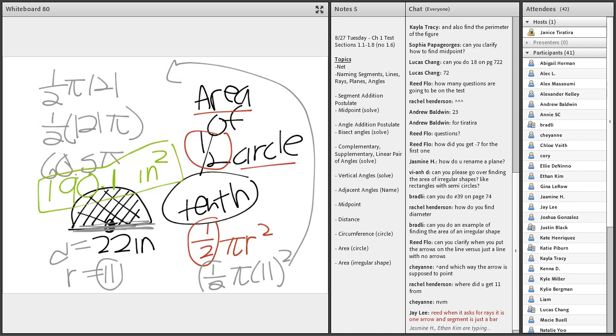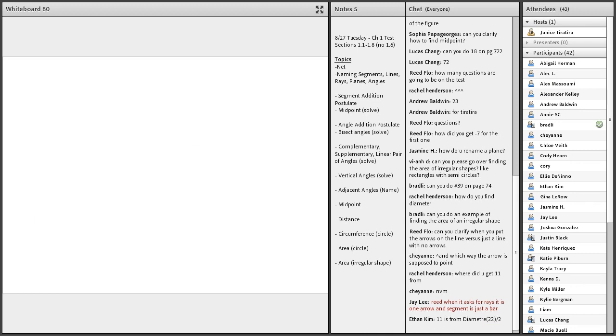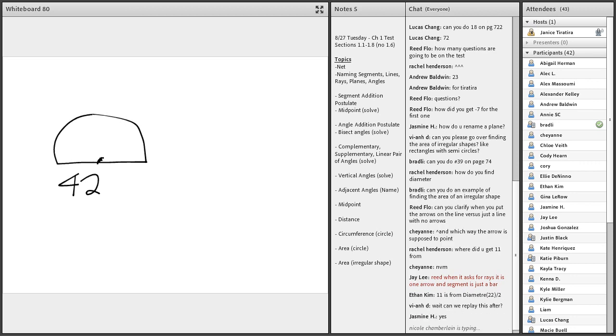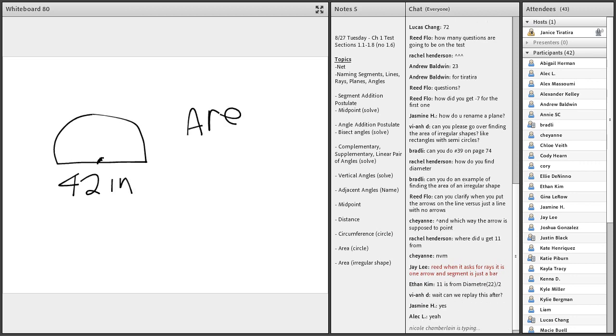Final green answer, 190.1. I bumped it up, square inches. Final answer. Okay, I'm going to have you guys do one as well. So again, find half the circle. Here we go. Here is half the circle. The diameter is given, and the diameter is 42 inches. Find the area of half the circle.